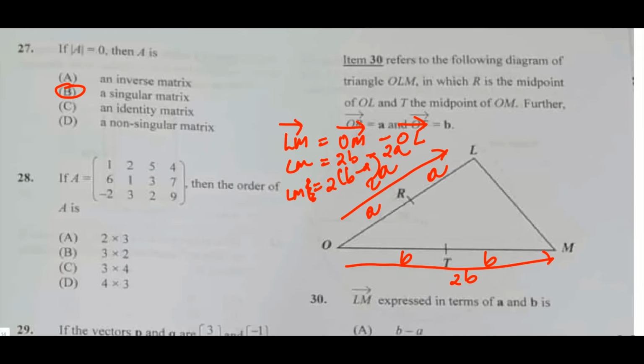Alright, number 28. If A, I will see the matrix there. Then the order of A is, we know we got order with row by column. So how many rows are in this matrix? We have 3 rows and we have 4 columns. Let's remember, rows go across and columns go down. So we have 1, 2, 3 rows. Then we have 1, 2, 3, 4 columns. So it's a 3 by 4.